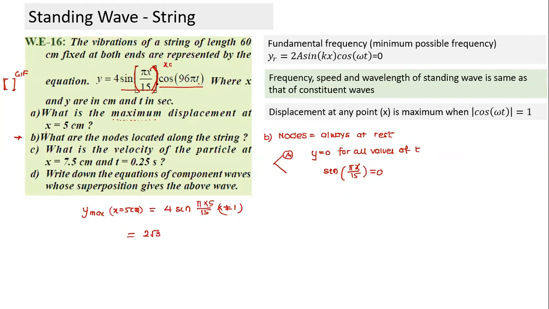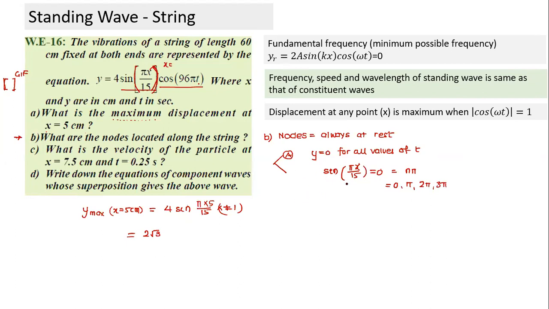Easily can you find the position of nodes? What has to be the value here? Sine is 0. For what value is sine 0? Sine is 0 for n pi. So it could be 0, pi, 2 pi, 3 pi. And we can find the nodes. So let's put this in, that's one way of solving.